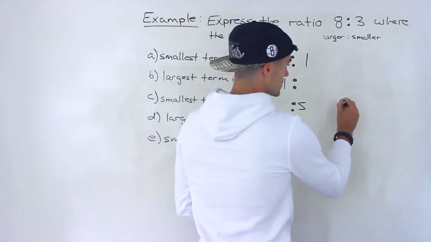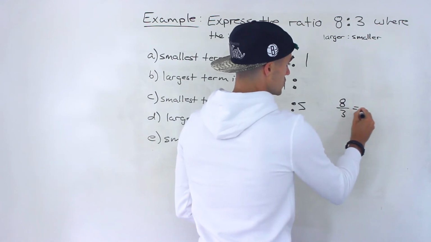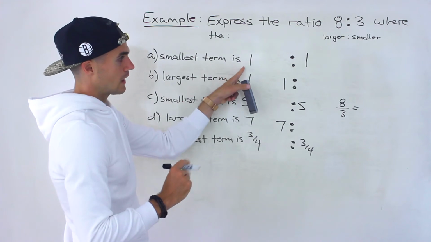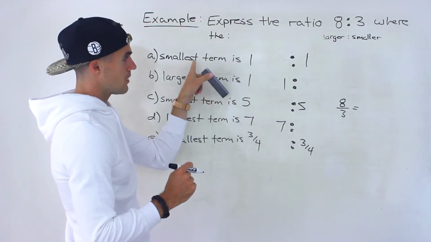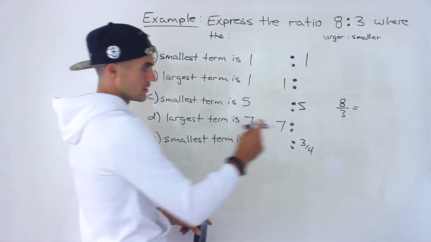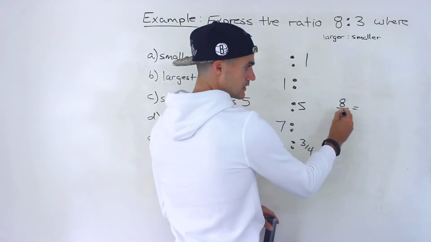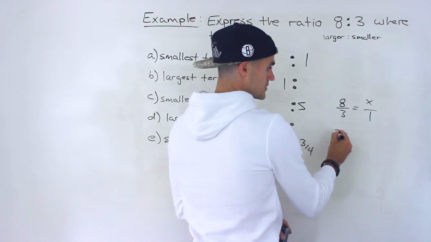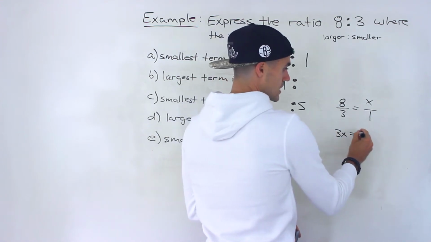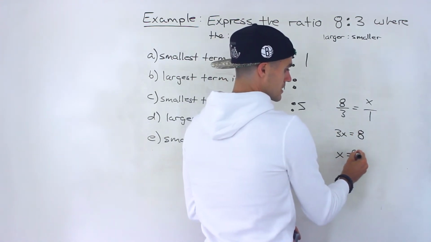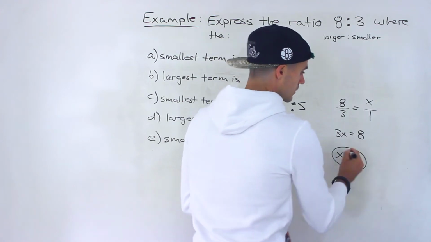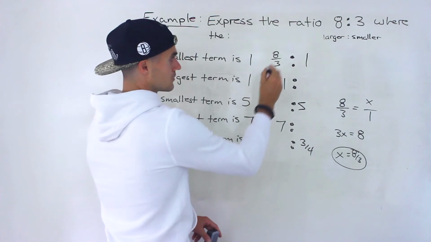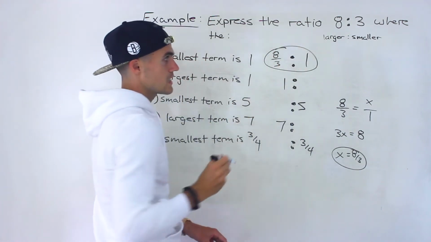What we can do is just cross multiply, so we could change this to a fraction, 8/3, and then all we do is plug in 1 and a variable. So smallest term is 1, smallest term in this case is in the denominator, and we will put the x there. 3 times x is 3x, 8 times 1 is 8, divide both sides by 3, x is 8/3. So that's the term that goes there. So that's the answer.